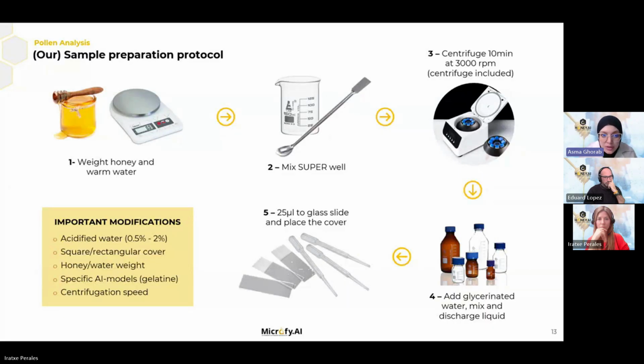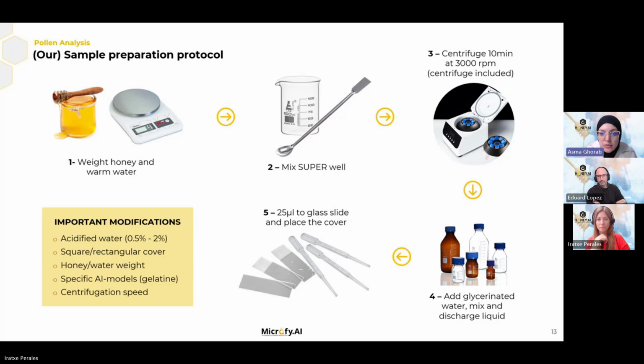Another important point is when the honey has very little pollen, for example, let's say acacia honey. It's better to increase the amount of honey used at the beginning. So instead of using 10 grams, let's use, for instance, 20 grams, up to 30 grams sometimes. And as you know, we usually don't use any gelatin to fix the samples. So we just put the drop directly over the slide, and that's all.